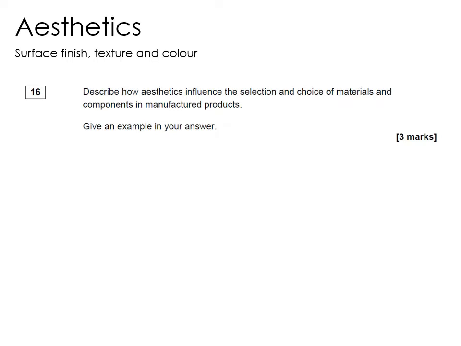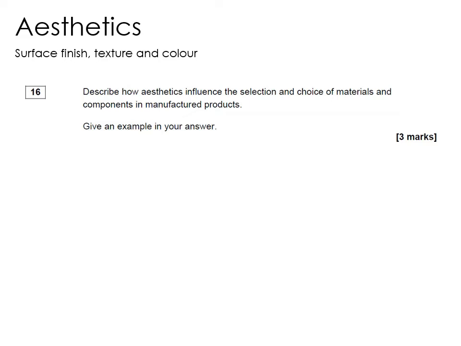So we've spoken about how you might consider materials for different functions. We're now going to think about why materials are chosen for aesthetics. And when we're talking about aesthetics, we might be talking about the surface finish, or it could be the texture of the material, or it could be the colour. This is an example exam question, okay? So the question is, describe how aesthetics influence the selection and choice of materials and components in manufactured products, and it says give an example in your answer, and you've got 3 marks here, okay?